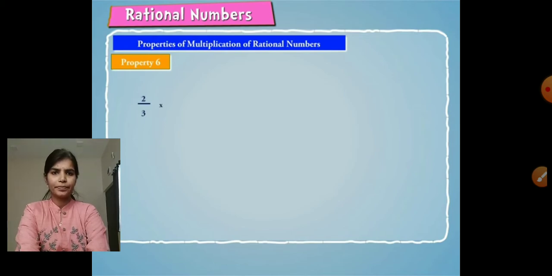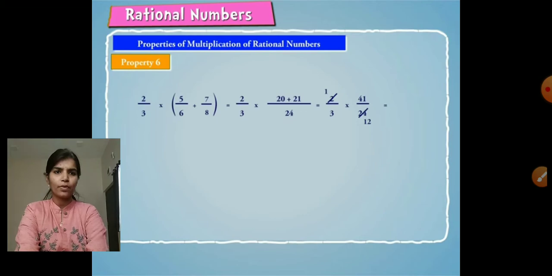2 by 3 into, in bracket, 5 upon 6 plus 7 upon 8. So first we have to solve the bracket. For solving the bracket we find the LCM of 6 and 8, which is 24. Then we make the denominators the same and our solution of the bracket is 41 upon 24. Then we multiply it by 2 by 3. So our solution is 41 upon 36.